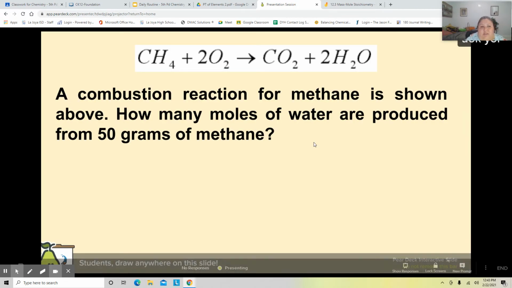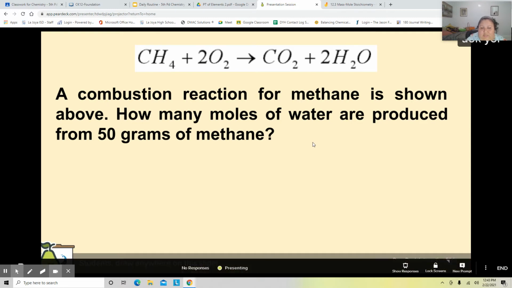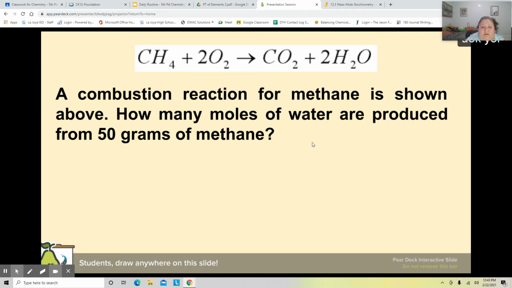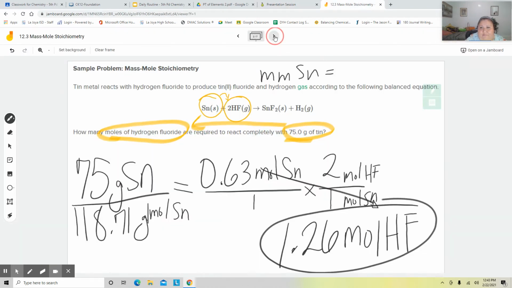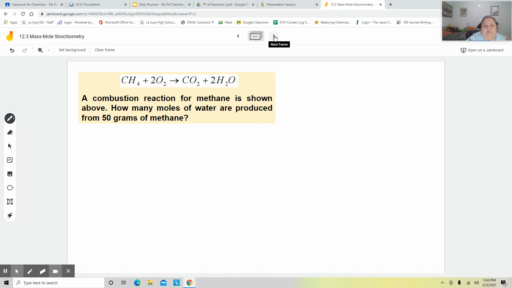So your second Pear Deck question is the same type of question. It's still a mass to mole stoichiometry question that says a combustion reaction for methane is shown above. How many moles of water are produced from 50 grams of methane? Here's our problem. So circle what they're giving you. They're giving us 50 grams of methane. What are they asking us for? Moles of water.